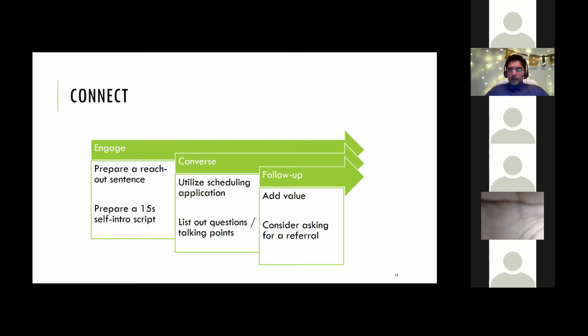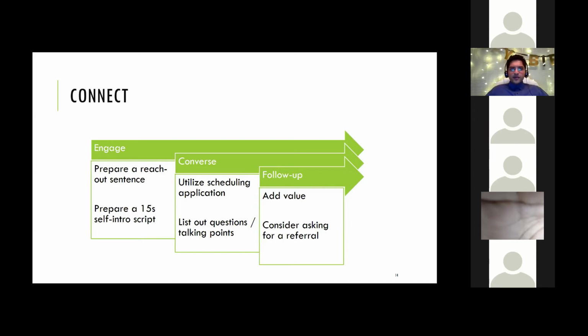So one of the important things to keep in mind is the value of connecting with others. So how does connection help? It helps because it helps us engage with the community. It helps us have conversations with the community. And it's an important reminder that we also need to be following up with people we have conversations with. So let's talk about all these three steps in detail.